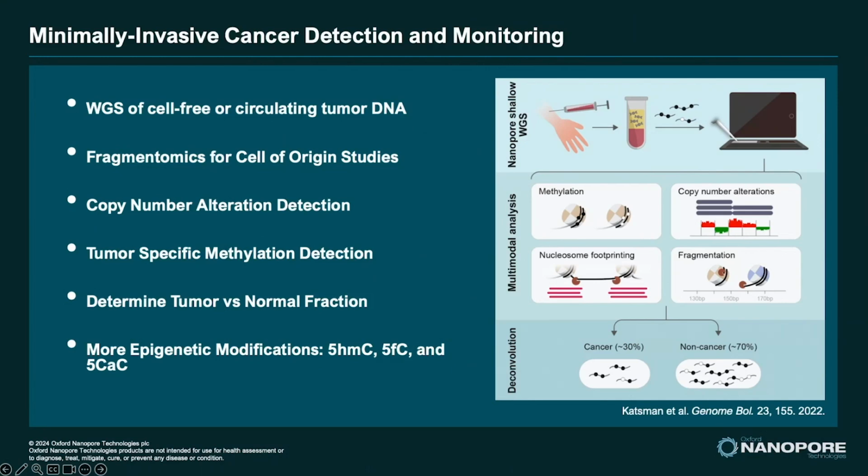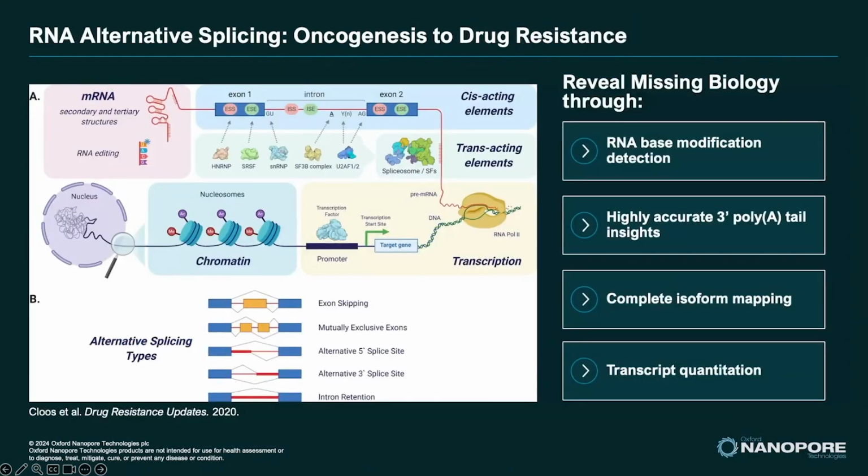I think Dr. Kim today will show us that direct RNA sequencing for liquid biopsy can also enable complete isoform mapping and transcript quantification. And importantly, I remind you that using ONT, you can also assess directly RNA-based modifications, which have also been shown to be dysregulated in cancer.